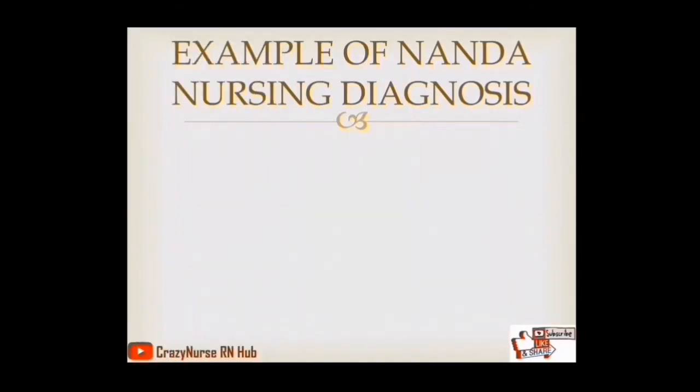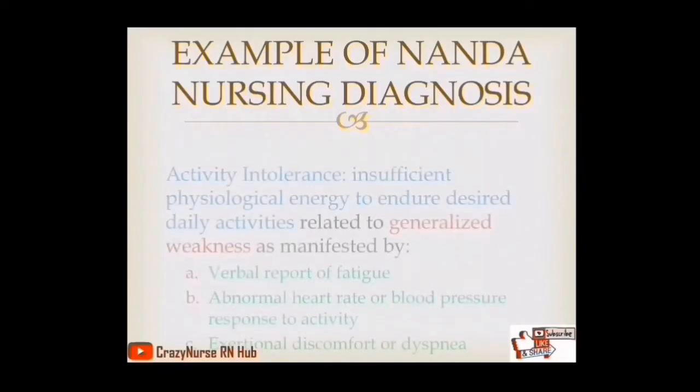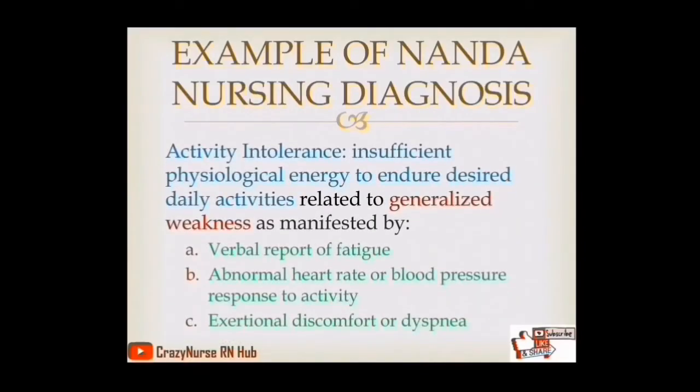So here is an example of your NANDA nursing diagnosis. We have here activity intolerance, insufficient physiological energy to endure desired daily activities. This is your diagnostic label or problem. Related to generalized weakness. This is your etiology, or related factor and risk factor. As manifested by verbal report of fatigue, abnormal heart rate or blood pressure, response to activity, exertion discomfort or dyspnea. This is an example of your defining characteristics.